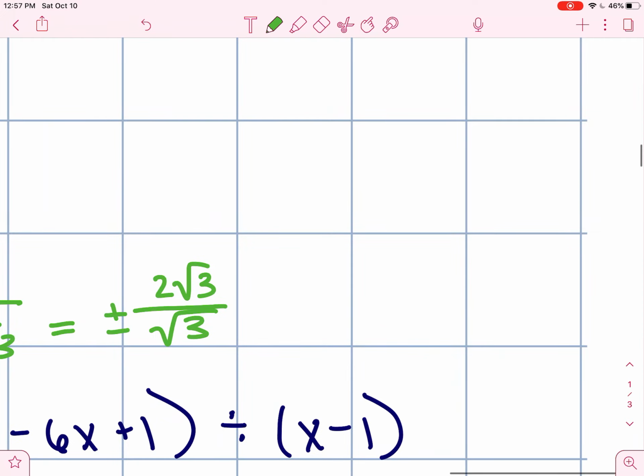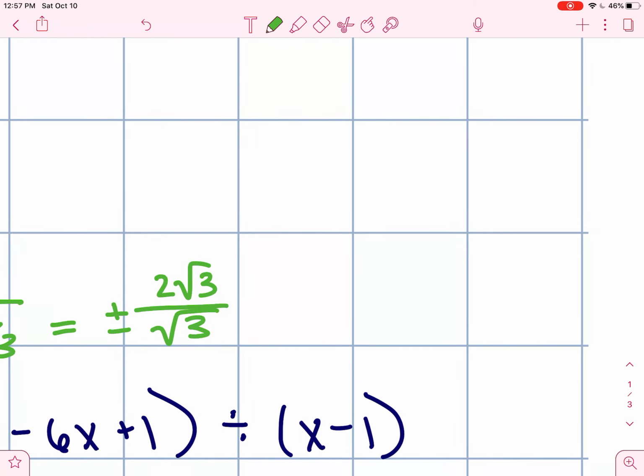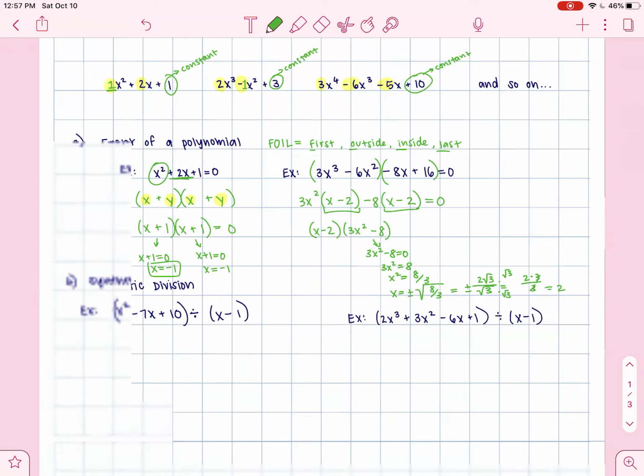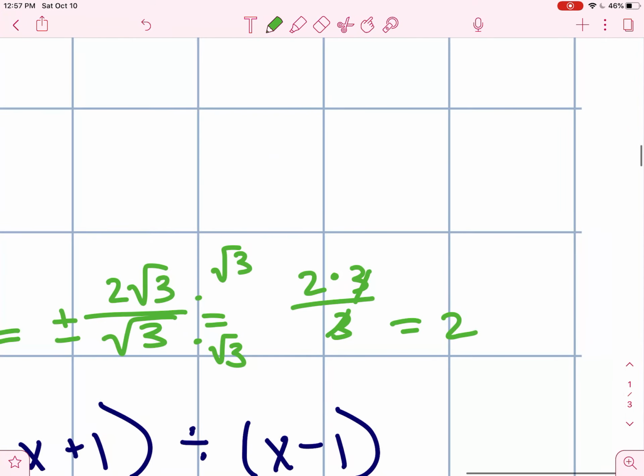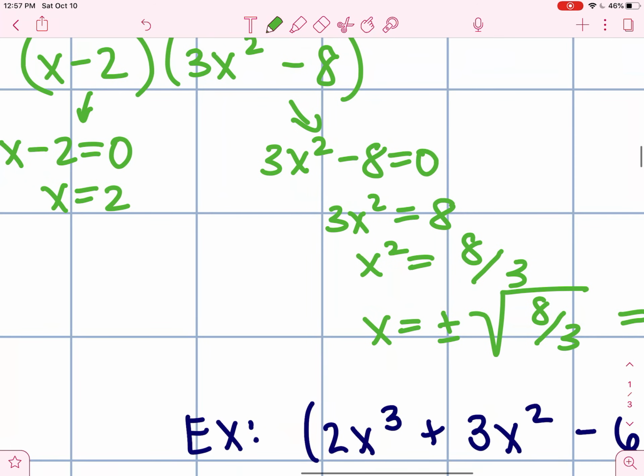And if you want to rationalize the denominator, it would be equal to, times root 3 times root 3. It would be equal to 2 times 3, divided by 3. It would be equal to 2, plus or minus 2. So you would have these answers.